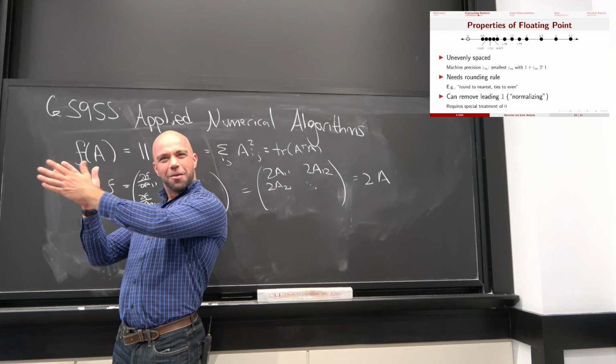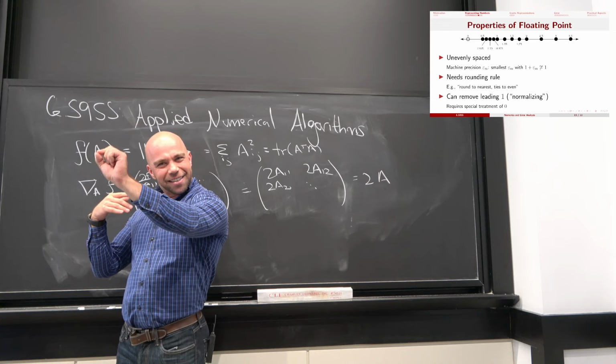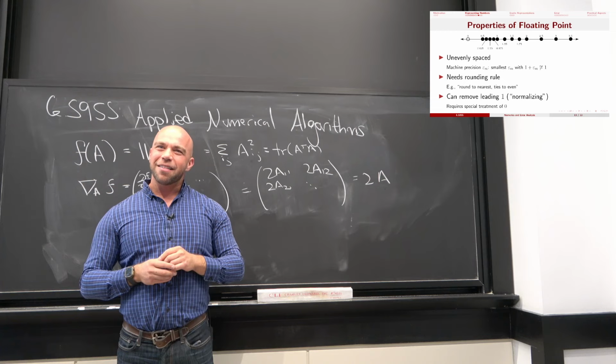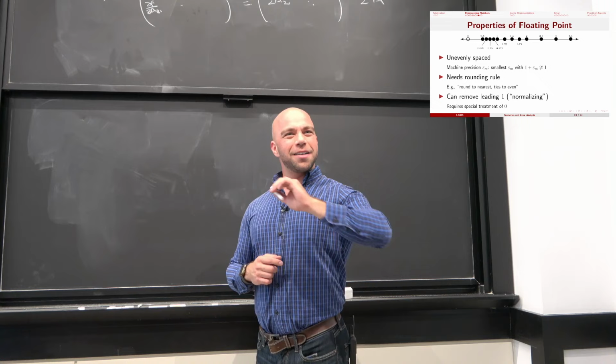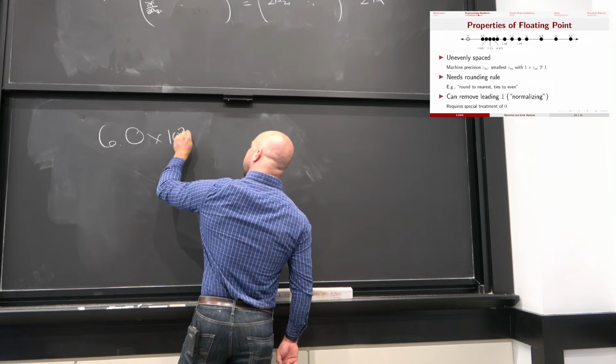So, if I have a number on the order of 1,000, then I can't add a tiny, tiny increment to it, but I maybe can add a tiny increment to a number close to zero. Right? That's the weird property of this number system. So let's think about an example. Let's say I'm in base 10 because I don't feel like thinking about math, and I have one digit of precision. So I have 6.0 times 10 to the 23rd, right?